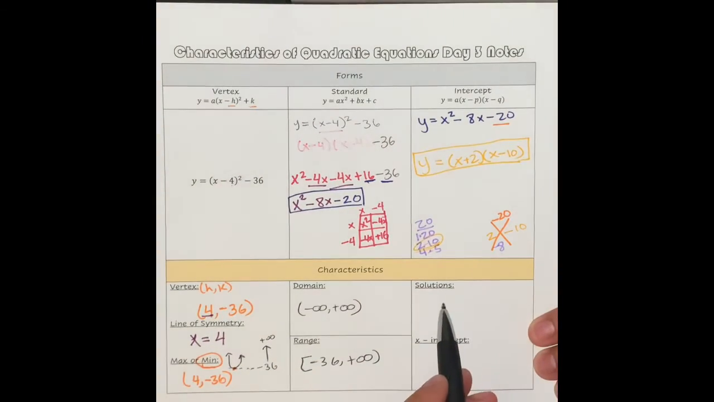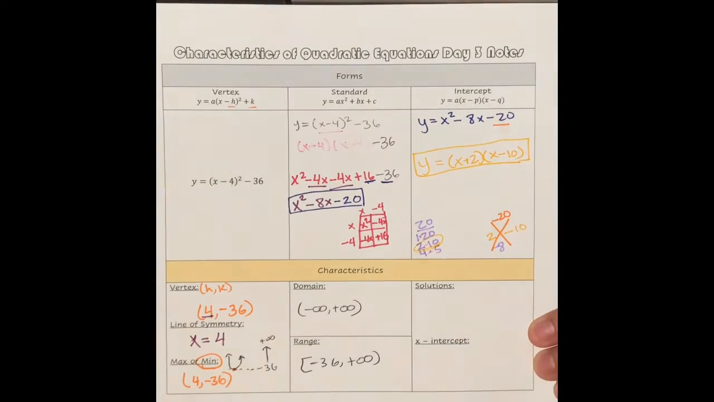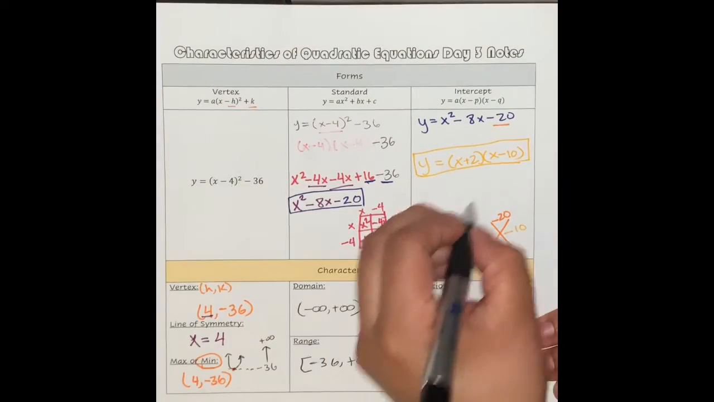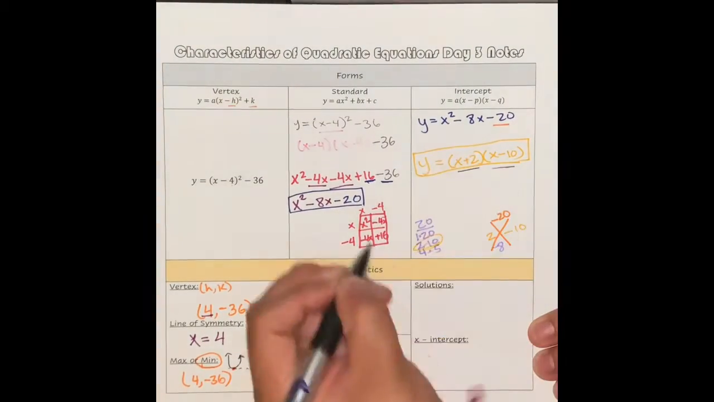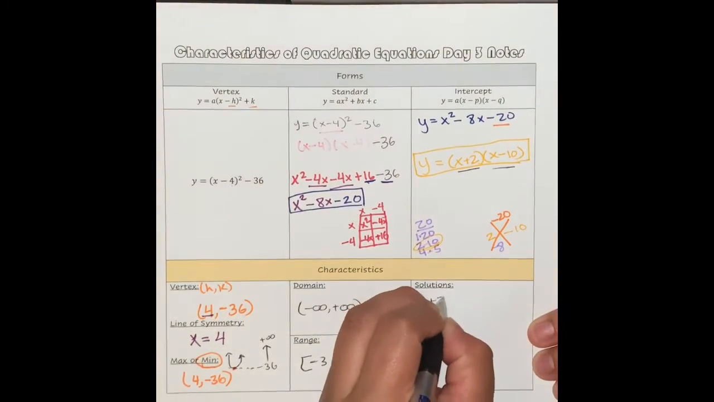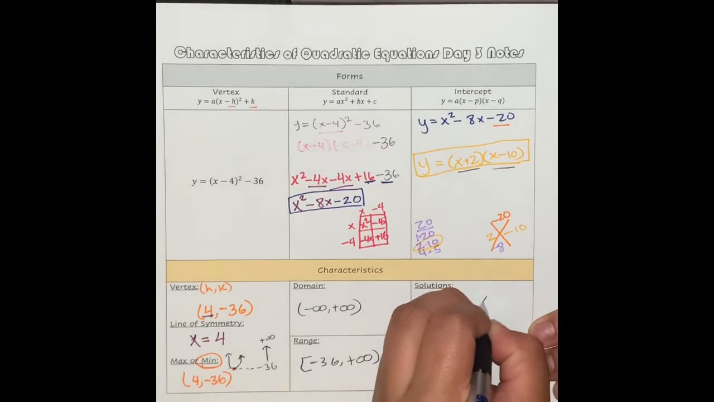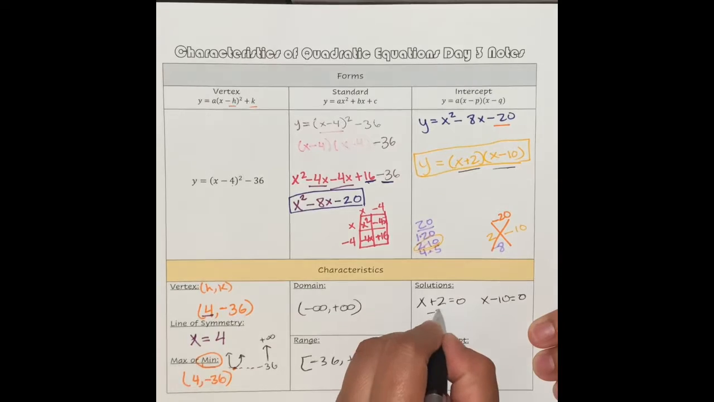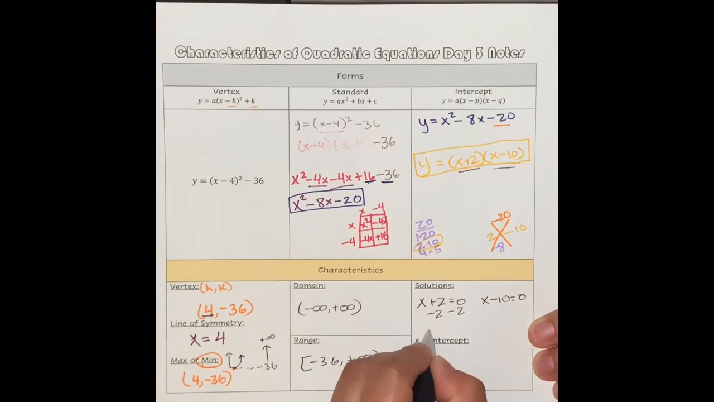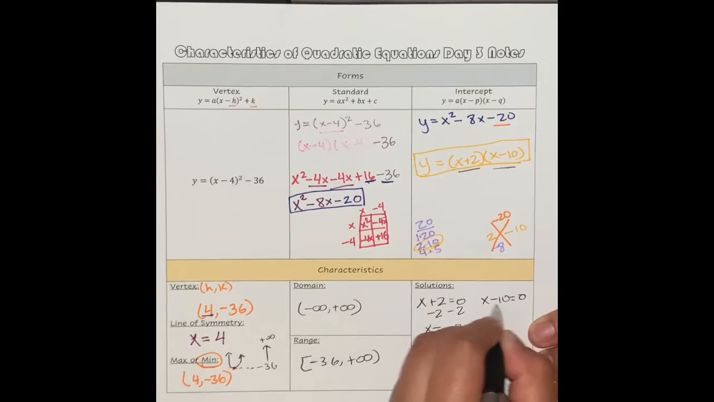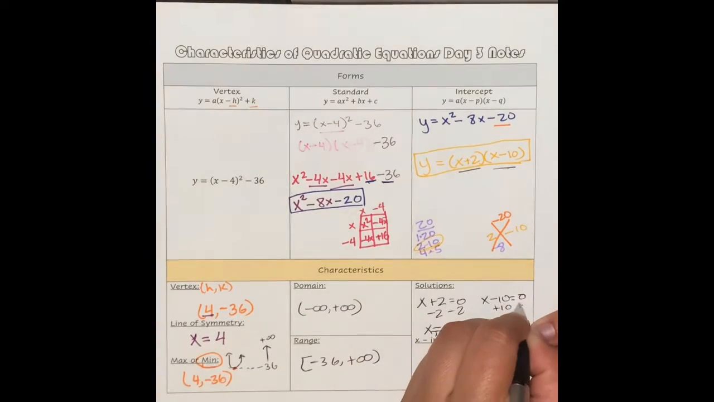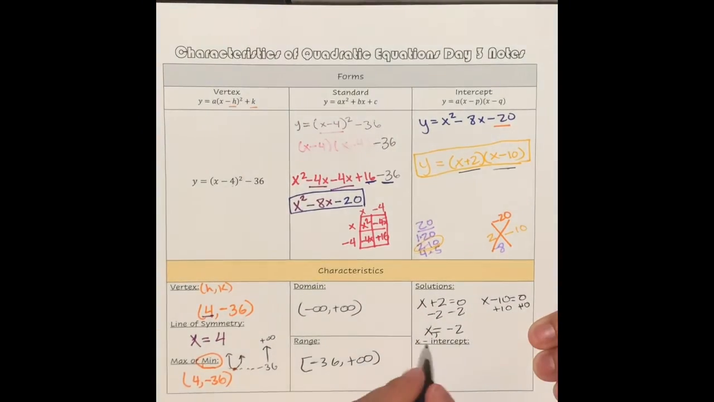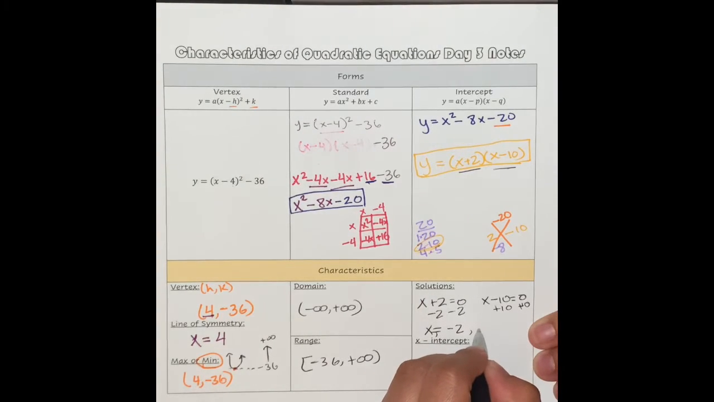To find our solutions, we just have to look at our x-intercepts. We just have to set each of them equal to 0. So we have x plus 2 equals 0 and x minus 10 equals 0. I'll subtract 2 from both sides here, and it gives us x equals negative 2, and then add 10 to both sides here, which gives me x equals 10.